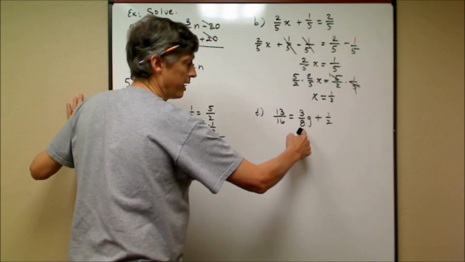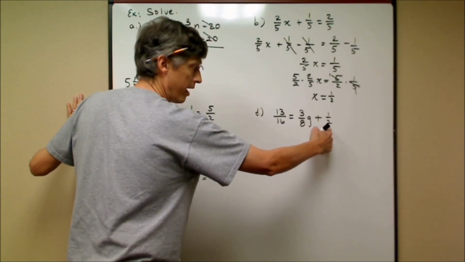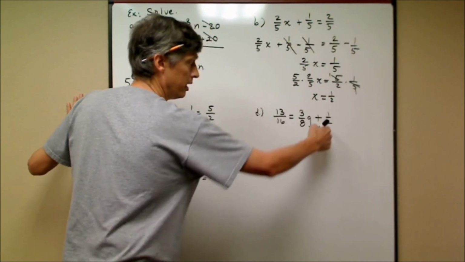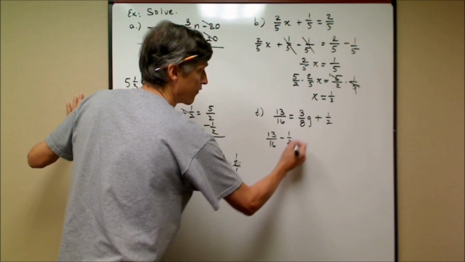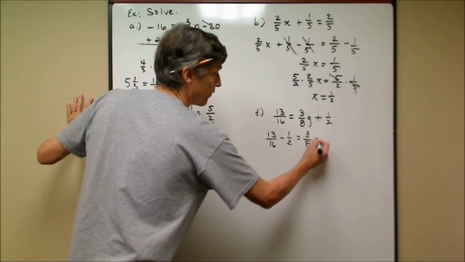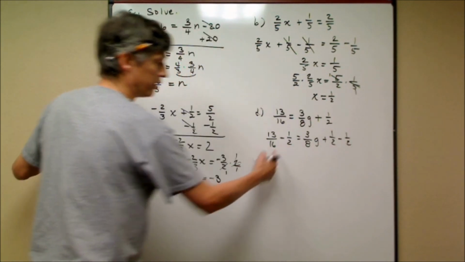I have to get rid of the 3/8 that's times it, and I have to get rid of the 1/2 that's being added. I get rid of the 1/2 first. You always undo the adding or subtracting. To get rid of a plus 1/2, I am going to subtract 1/2 from both sides. And here's where the fun begins, because now you are expected to remember how to do this arithmetic.